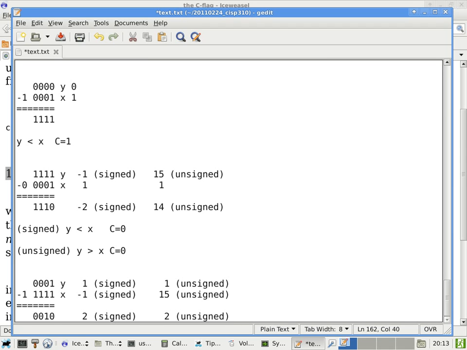I mean, the signed interpretation works out, because 1 minus -1 is 2. Nothing wrong with that. But the unsigned interpretation is kind of wonky. 1 minus 15 is 2? Well, it's not exactly 2. It's actually 2 with a borrow. What does the borrow mean in the unsigned interpretation?